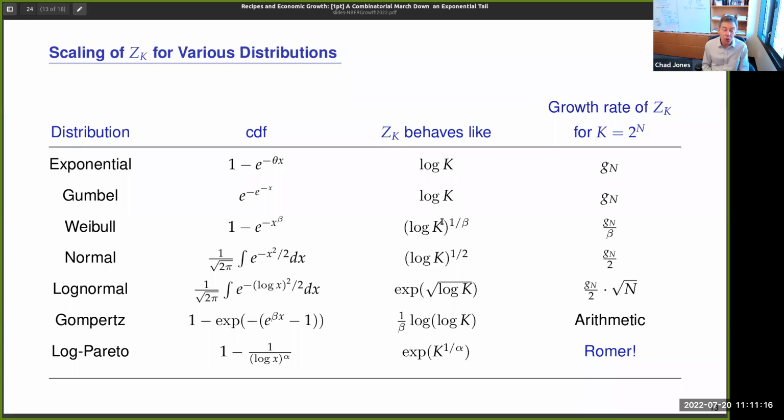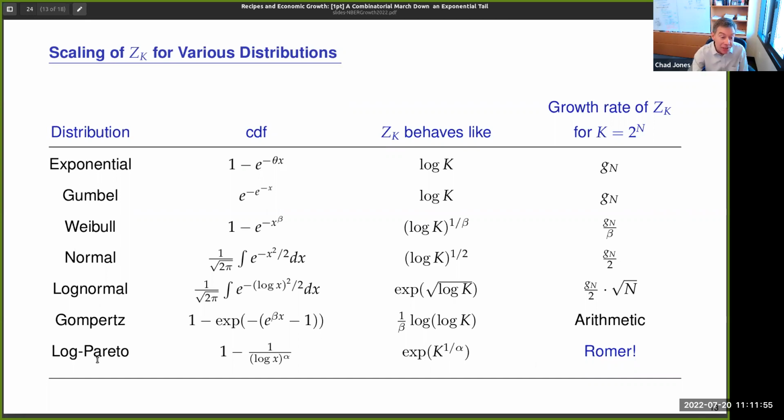Another thing you can do, you can use that first result, the extreme value result, to say, how does the max behave for any distribution? Okay, so for the exponential and the Gumbel, it rises with the log of k. For the Weibull, it rises with the log of k to the 1 over beta power. For the normal, it rises with the square root of the log of k. For the log normal, it rises with the exponential of the square root of the log of k. For the Gompertz, a distribution that's used to model life expectancy, that tail is actually very thin. It rises with the log of k. So with combinatorial growth in the number of draws, you would only get arithmetic or linear growth in the max there.